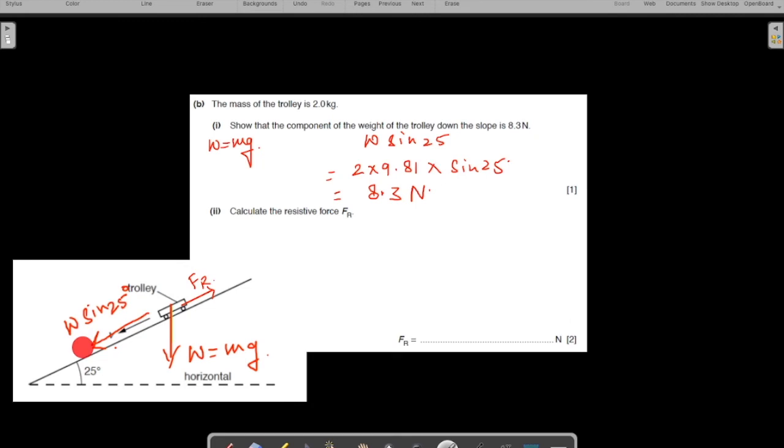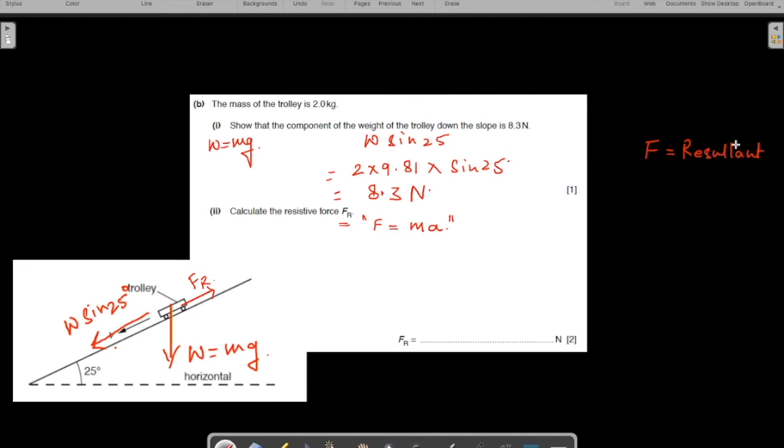It improves your understanding. Motion is happening downwards. That means the bigger force should be downward towards the inclination of this slope. Alright, calculate the resistive force. Easy question. The only formula that you need to use here is F is equal to ma. What is F? F is the resultant force. In the equation F is equal to ma, please do remember this F is always the resultant force.